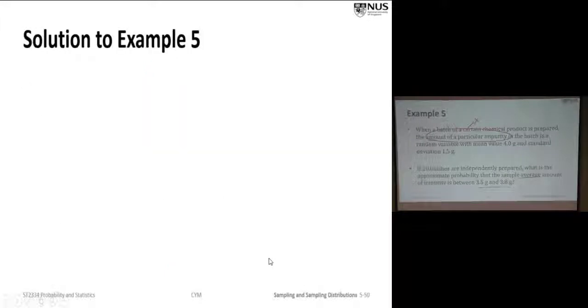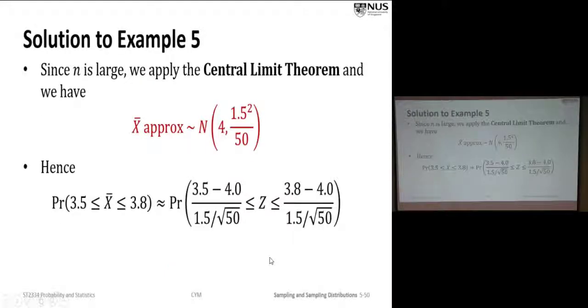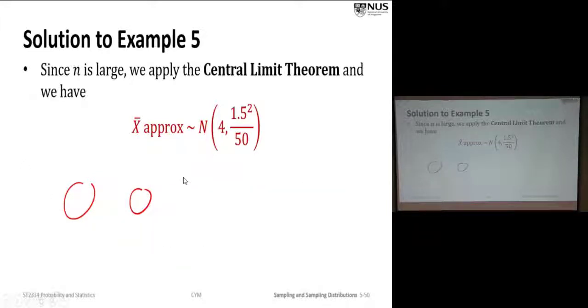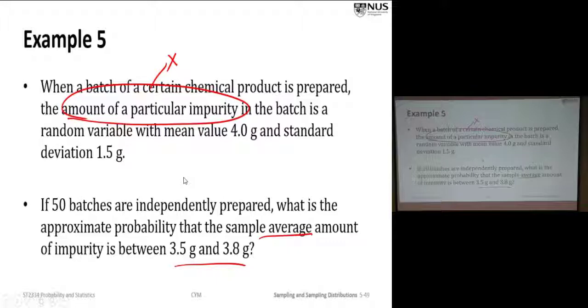All right, so this one again is quite straightforward. How come this one has no continuity correction? Because the amount here, we're talking about the amount of impurity, is supposed to be continuous. So continuous, why still bother to look at continuity correction? So you don't need to correct. You only do continuity correction if the X are discrete. All right?